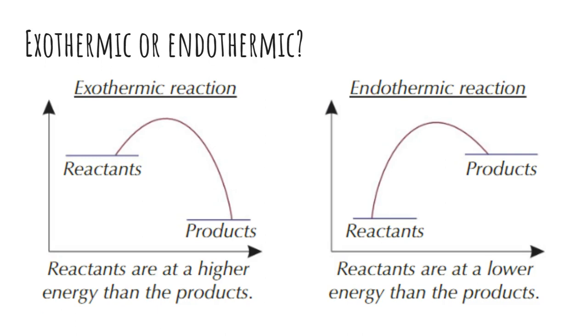In an exothermic reaction, the reactants have more energy than the products because energy is released during the reaction. This means the reaction profile will start high and finish lower than where it started. In an endothermic reaction, the products have more energy than the reactants because energy is taken in during the reaction. This means the reaction profile will start low and finish higher than where it started.